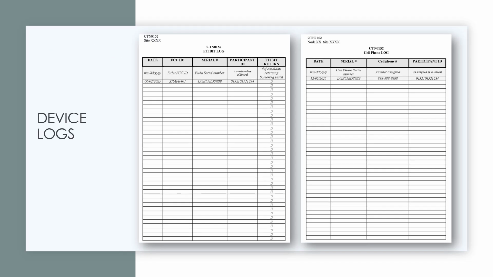Two device logs will be used to track inventory for the study Fitbits and the participant's cell phones. Each of these capture the date of issue, identifying information for the device, and the participant to whom it was issued. The Fitbit log also includes a column with a checkbox to indicate if a participant returns a temporary screening Fitbit.